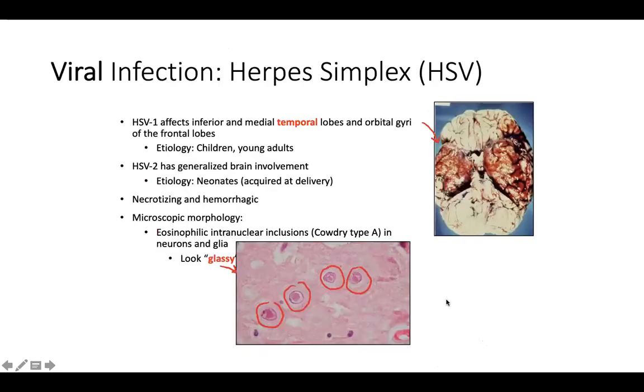Okay. Herpes simplex affects the temporal lobe. So anytime you hear temporal lobe and meningitis or encephalitis, think herpes. Children, young adults, and neonates can all get this. When we look at it, we can see these bodies. They look glassy, and they're called Cowdry type A bodies. Cowdry type A is associated with herpes in the temporal lobe.